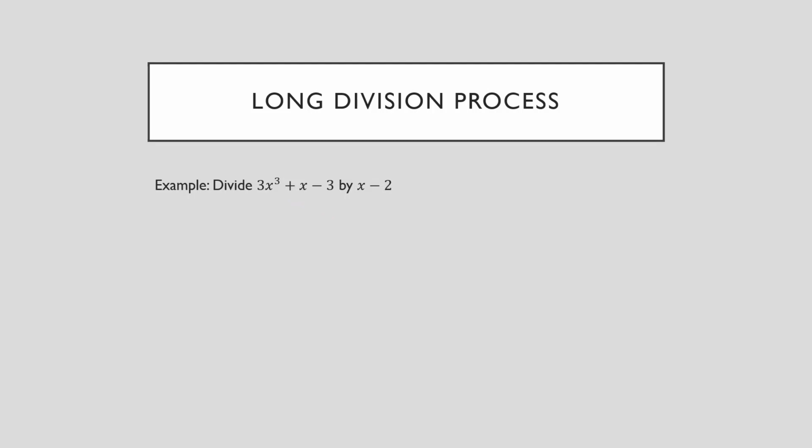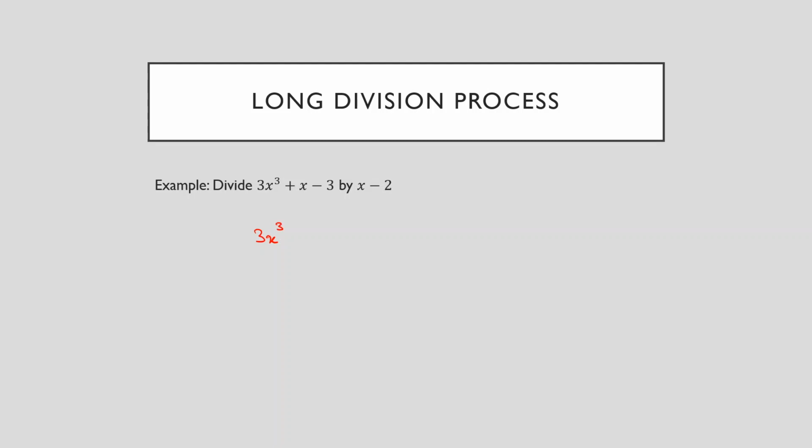Now notice in our dividend we seem to be missing a term. We don't have an x squared term. Now when this happens, when you appear to be missing a term, you need to write that term down in your division setup. You just write it with a coefficient of 0 though. So really we've got 3x cubed plus 0x squared plus x minus 3. The 0x squared just means it's technically not there, but we still need it in our division process for things to work out properly.